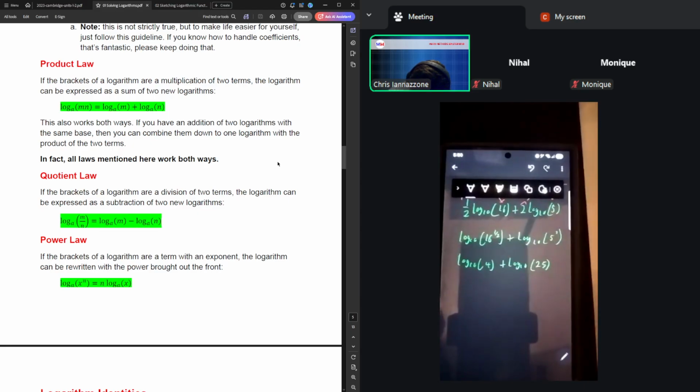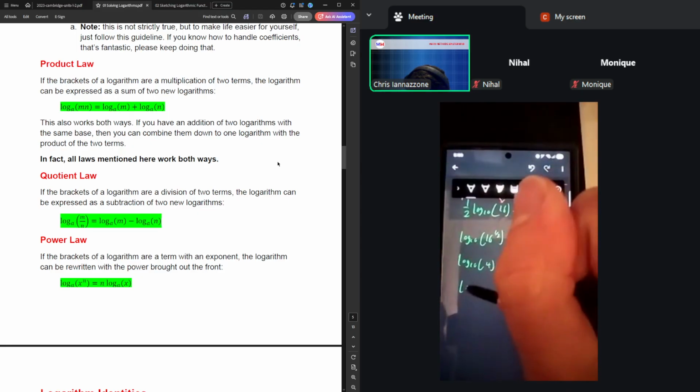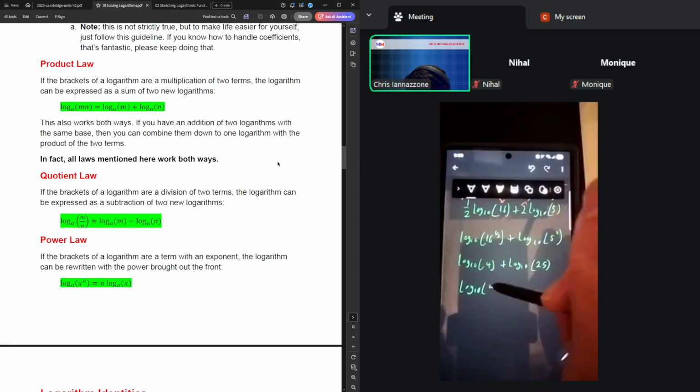And now finally, we have an addition between these two logarithms. Only one of these log laws is going to be relevant here, and that is the product law. You've got this addition between the two. If you look on the screen share, it's the first one on the list: log a m plus log a n. You can combine those into a single logarithm that is the product of the two. So in other words, log 10 of 4 times 25, log 10 of 100.